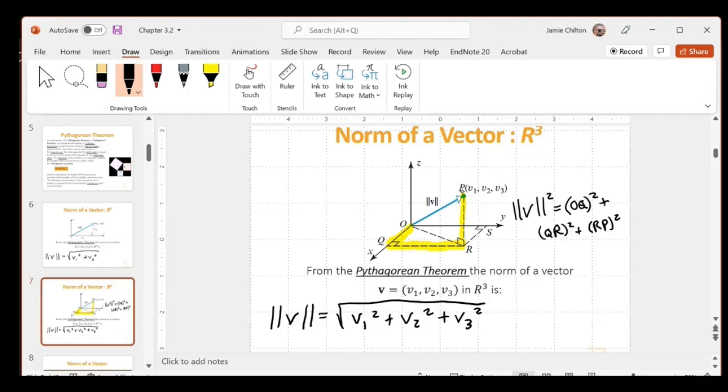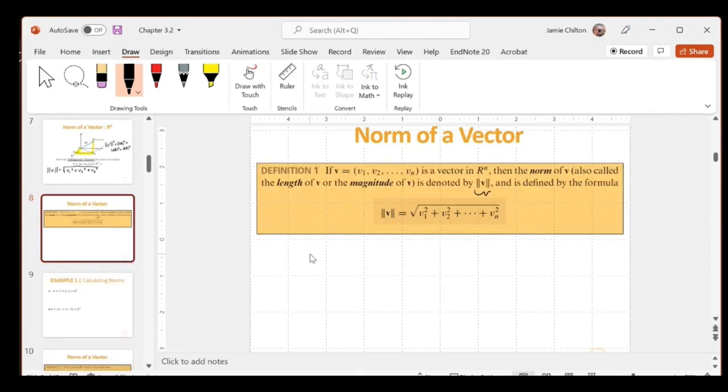Since we are now in three dimensions, we now have three components to that terminal point. So it's kind of an interesting thing. We're making use of this particular Pythagorean theorem twice here. So it's cool stuff.